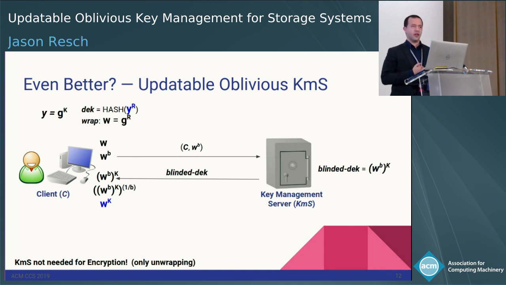So the result the client gets back is always W to the K, but W to the K will be different for different Ws. K is just an exponent, right? So the security is equivalent to the discrete logarithm problem, which is the basis of how TLS secures keys today.